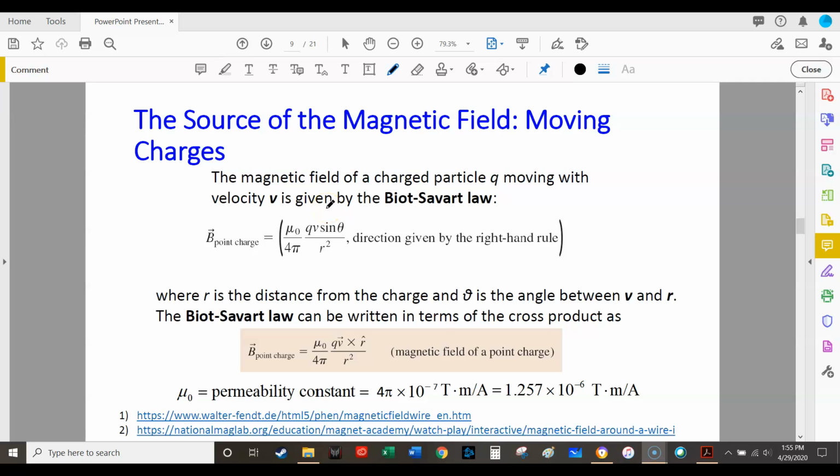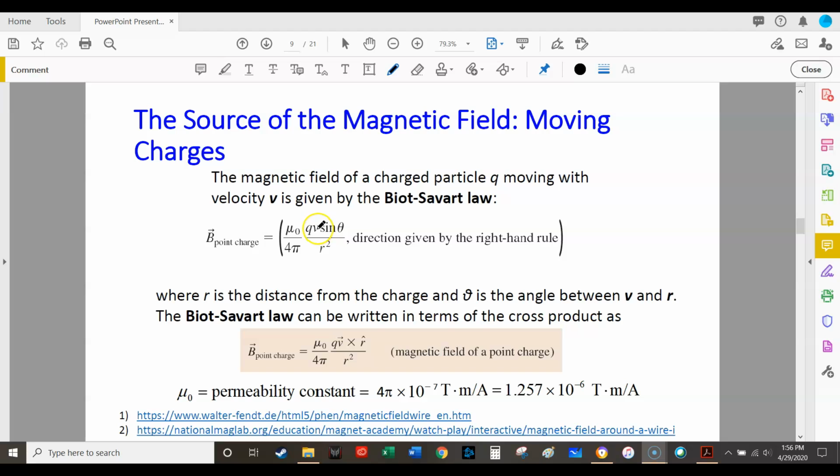So how do you quantify that? Once you've figured out how to make the connection between the direction of the magnetic field and the direction of the particle, how do you quantify that? Okay. Well, this is called the Biot-Savart law, right? And that is given by mu naught over 4 pi times QV sine of theta over r squared.